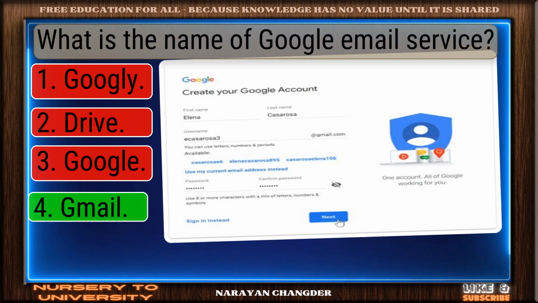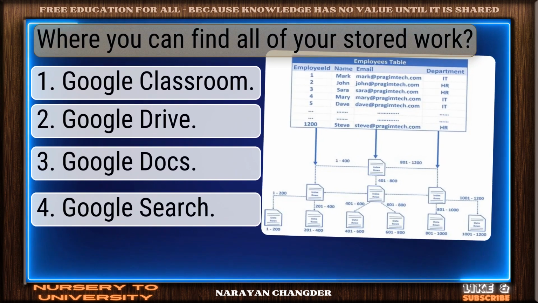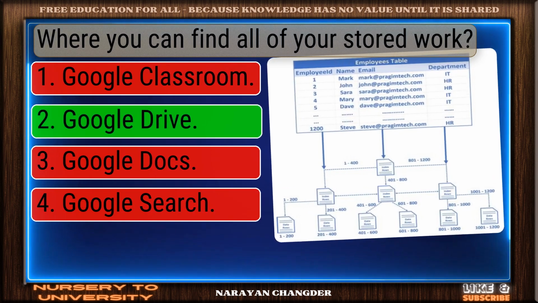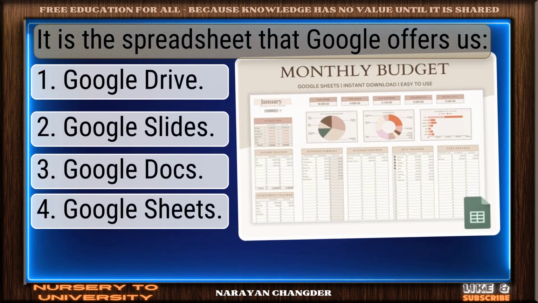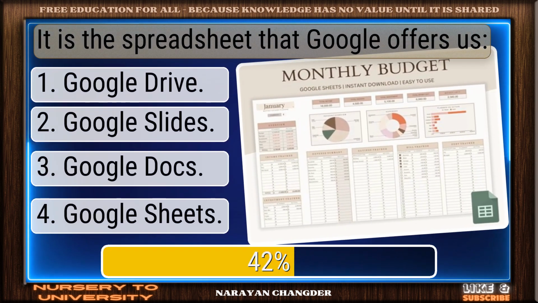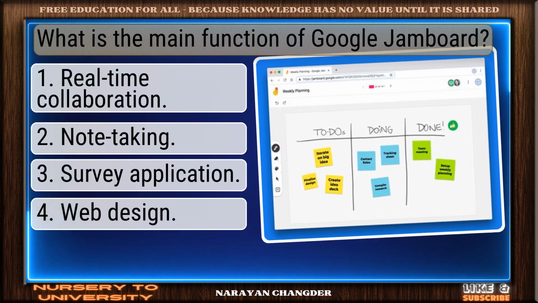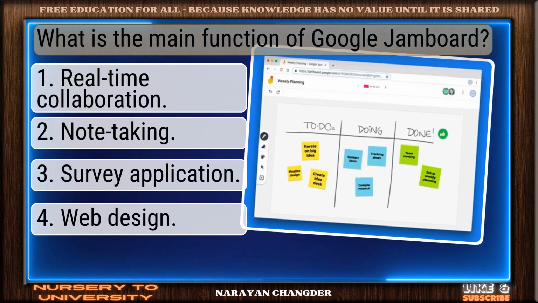Spot on, Gmail. Where can you find all of your stored work? Exactly, Google Drive. It is the spreadsheet that Google offers us. Nicely done, Google Sheets. What is the main function of Google Jamboard?